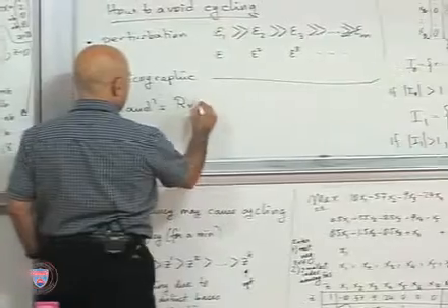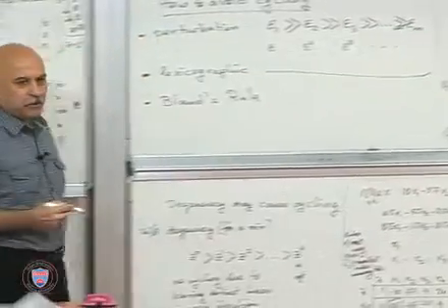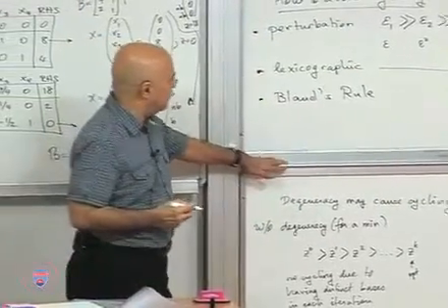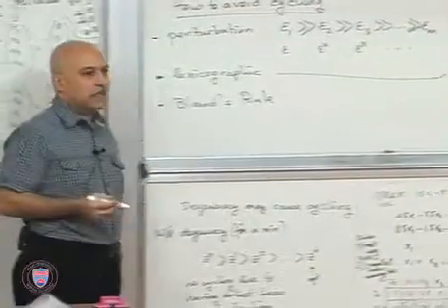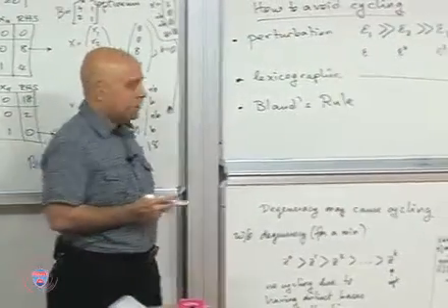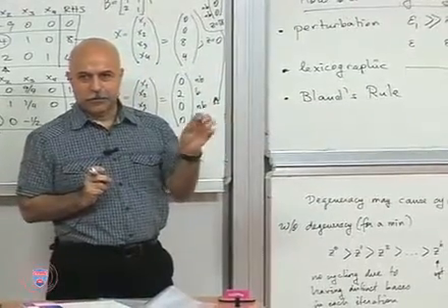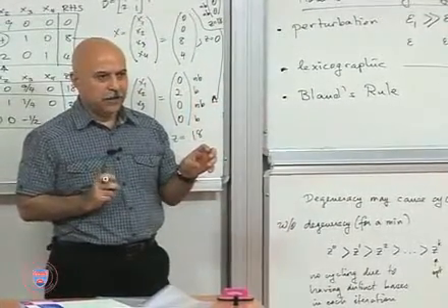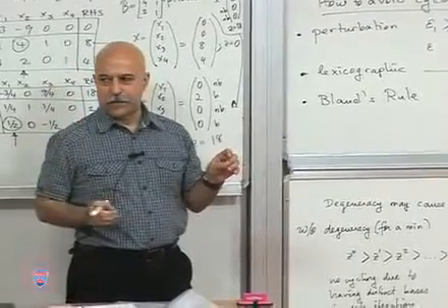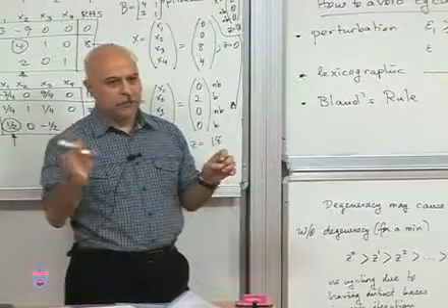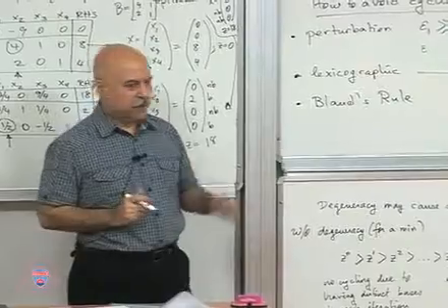Now, the last thing is Bland's rule. This is a very elegant rule in my judgment. It simply says that of the qualifying elements for entering variable, you choose the one with the smallest index. And of the qualifying elements for the exiting variable, you again choose the one with the smallest index. Okay?